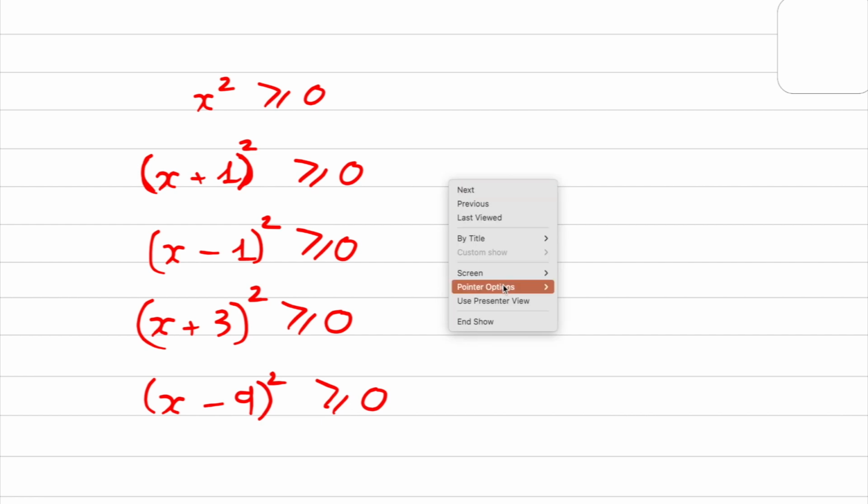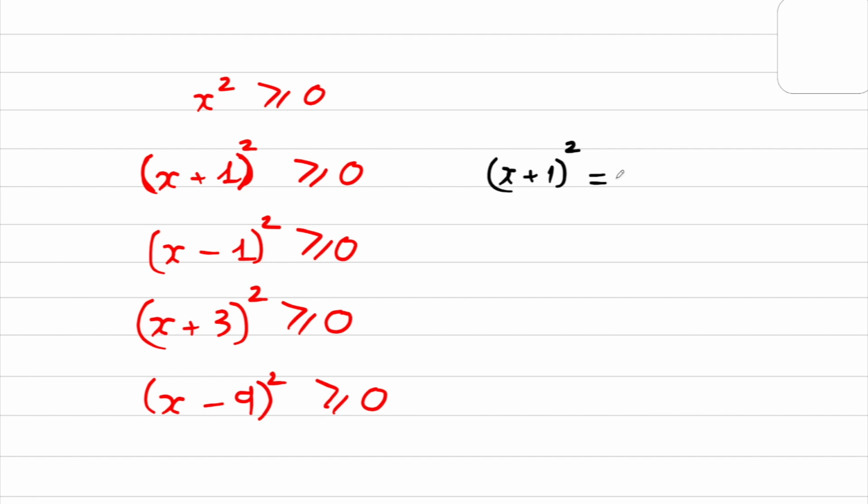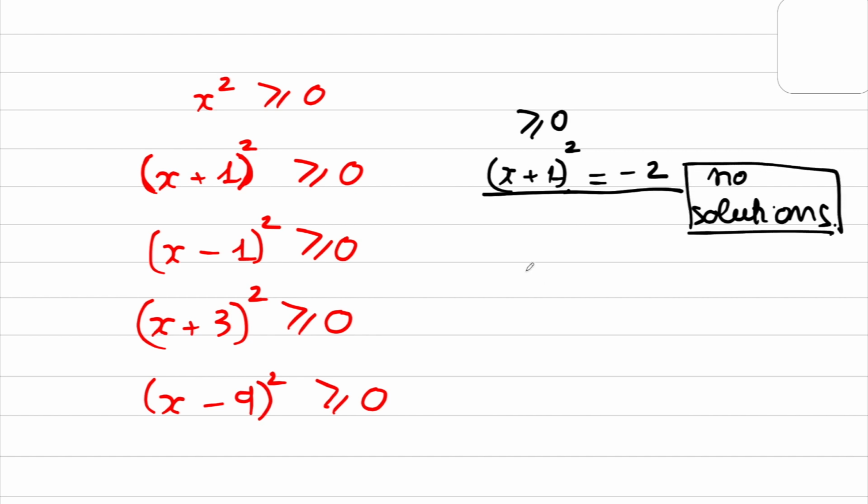How about this one? If I write down (x plus 1) squared equal to negative 2. Of course, you can immediately answer my question. This one will have no solution, because this number is always greater than or equal to 0. Another way of saying it: (x plus 1) squared cannot be a negative number, but this equation tells us that it is equal to negative 2. So no solution, definitely.